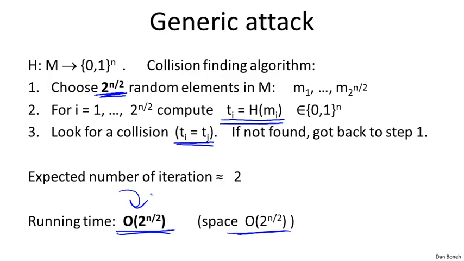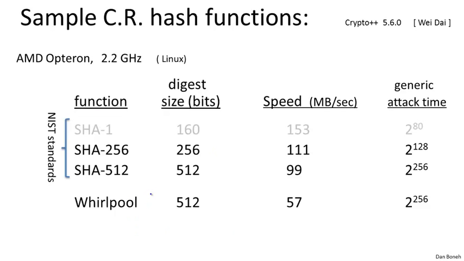This says that if your hash function outputs n-bit outputs, there will always be an attack algorithm that runs in time 2 to the n over 2. So for example, if we output 128-bit outputs, then a collision could be found in time 2 to the 64, which is not considered sufficiently secure. This is why collision-resistant hash functions generally are not going to output 128 bits. So let me show you some examples. The first 3 are actually federal standards, SHA-1, SHA-256, and SHA-512. And the fourth one is an example from the designers of AES called Whirlpool.